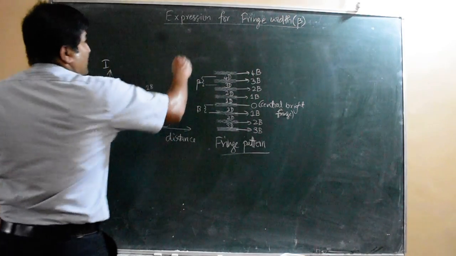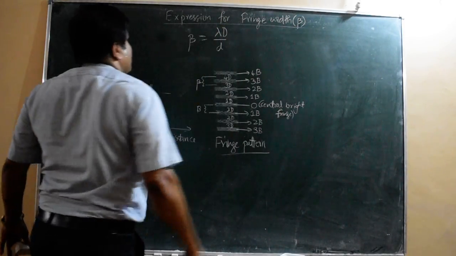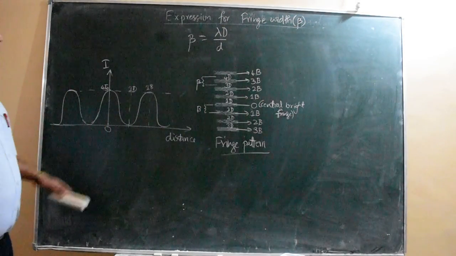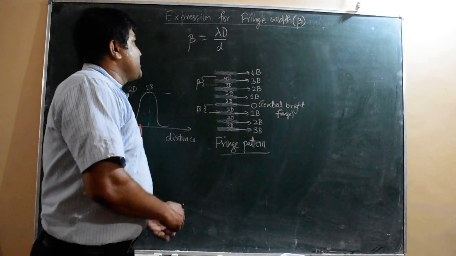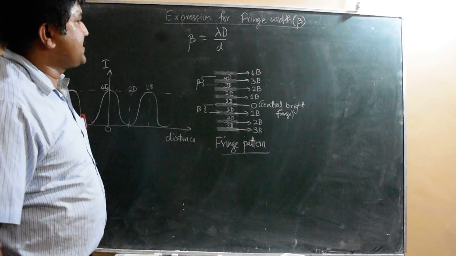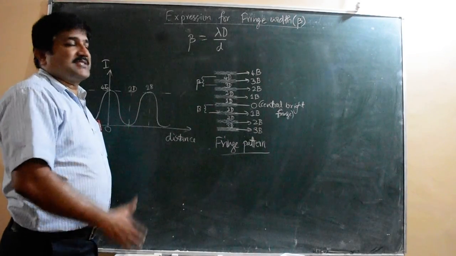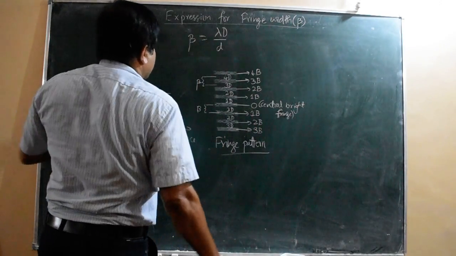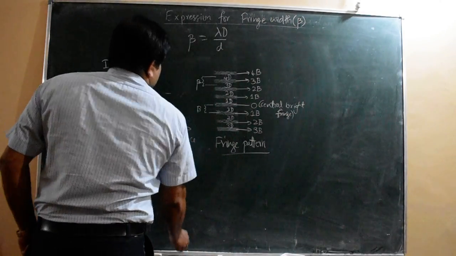And the expression for fringe width is lambda D by d. Beta equals lambda D by d. This is the fringe width expression, where lambda is the wavelength of the light, capital D is the distance of the screen from the plane of slits, and small d is the separation between the slits. That's all about the idea.